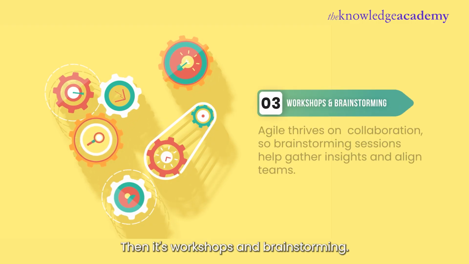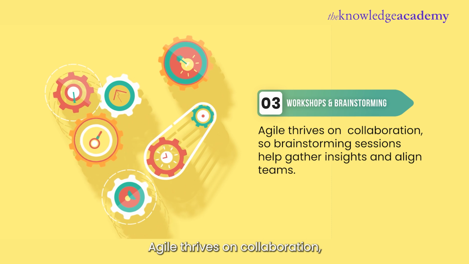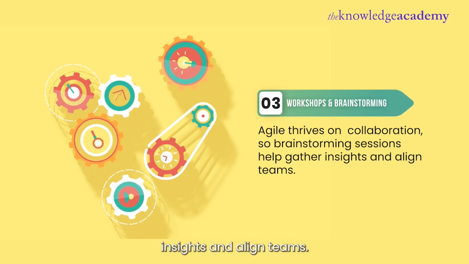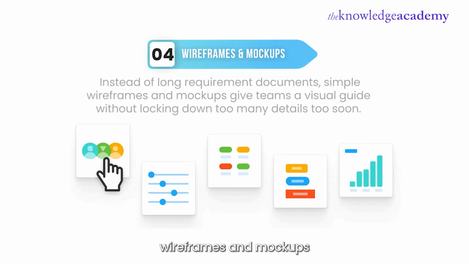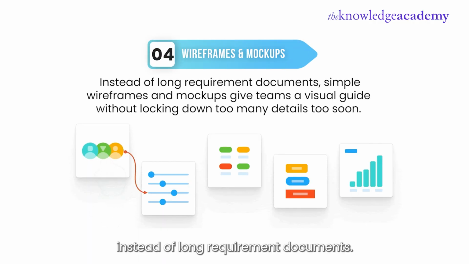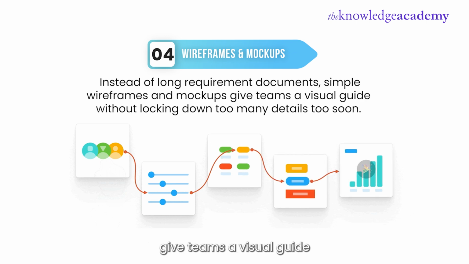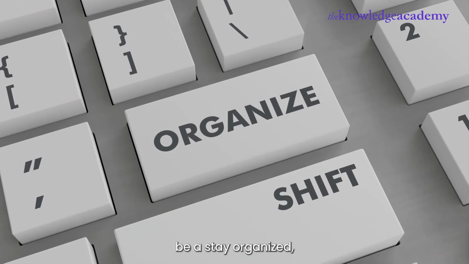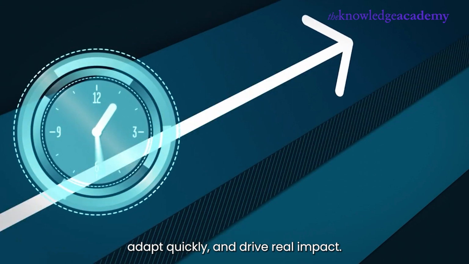Then it's workshops and brainstorming. Agile thrives on collaboration, so brainstorming sessions help gather insights and align teams. Next, wireframes and mock-ups. Instead of long requirement documents, simple wireframes and mock-ups give teams a visual guide without locking down too many details too soon. These tools help Agile BAs stay organized, adapt quickly, and drive real impact.